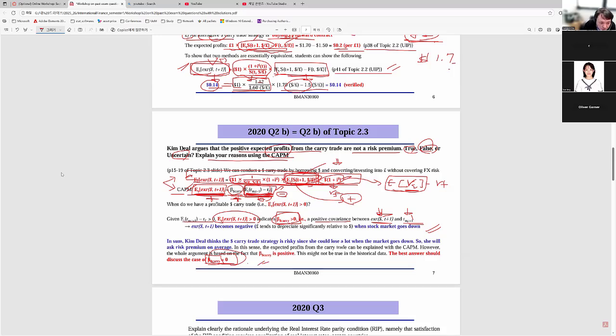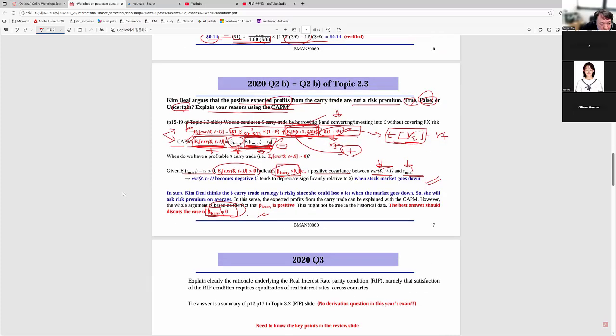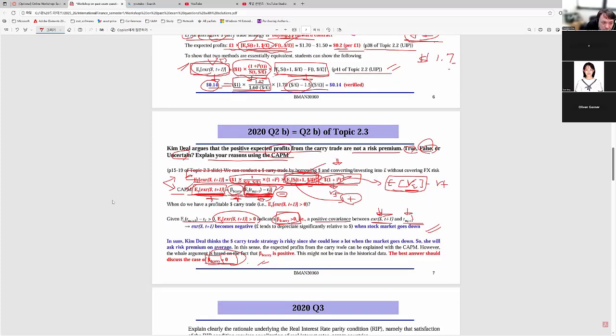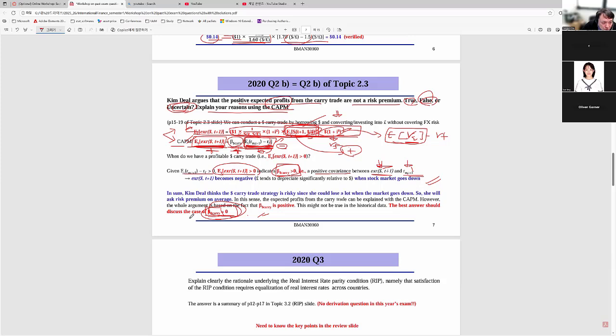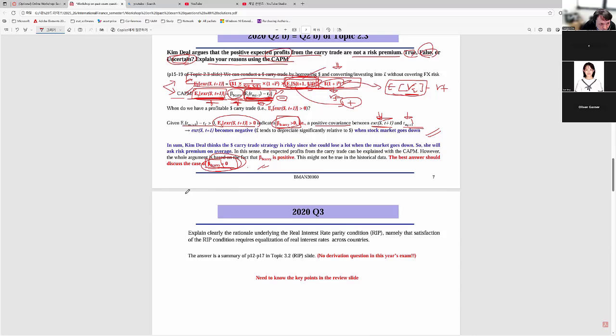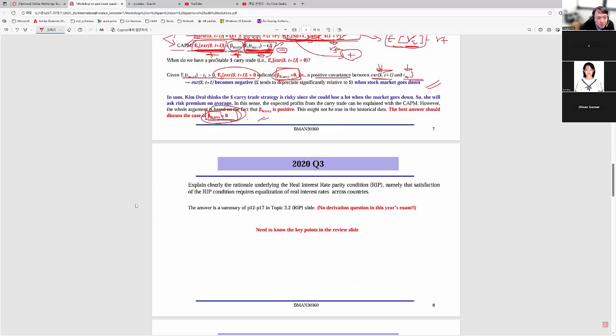So I explained this one at the end of topic 2.3, right? So the final answer, the better answer, should be uncertain. CAPM is able to explain the positive profit in theory, but in empirics, if you actually test that using the data, it doesn't look like that. I gave the full mark if a student provided this answer, no matter whether they said true, false, or uncertain. The explanation is correct, and I gave the full mark.